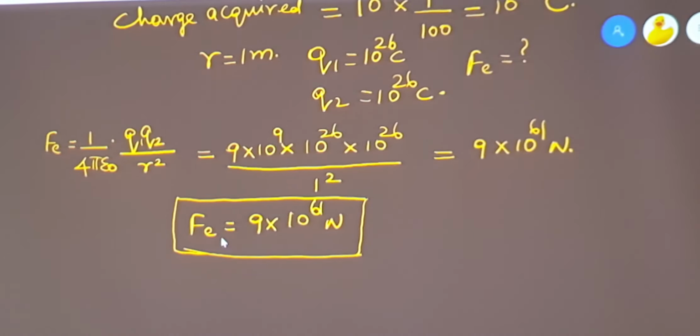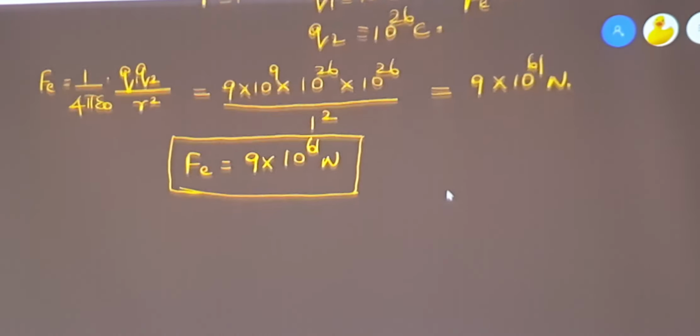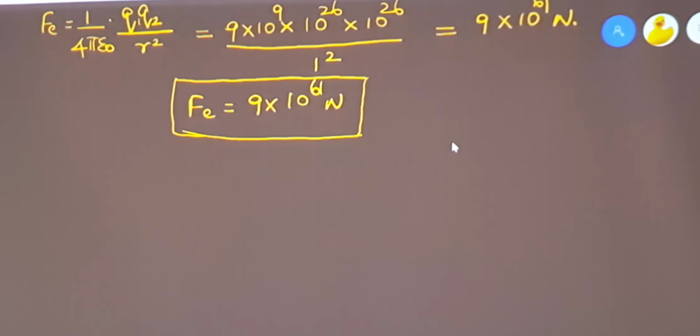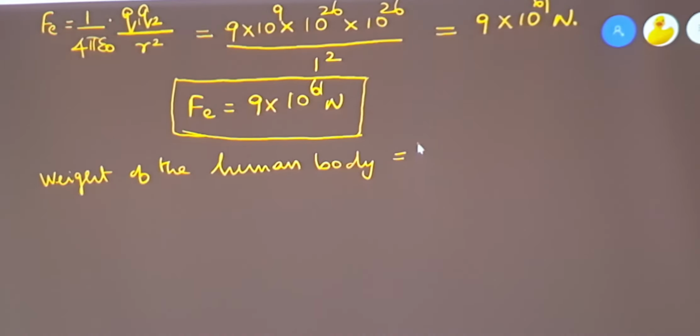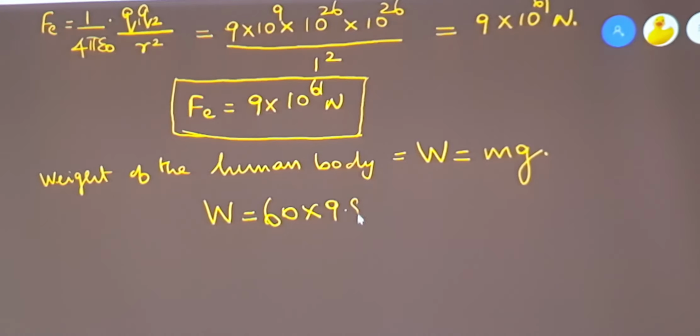Okay. What is the next one asked? Next, you are asked to compare this force with the weight. Isn't it? What is that weight? Weight is nothing but mass into gravity. So we have to calculate the weight of the human body. The weight of the human body is equal to W. Let us consider that weight as M into G. How can you get the answer? W equal to M into G. For approximation, you can take G as 10.